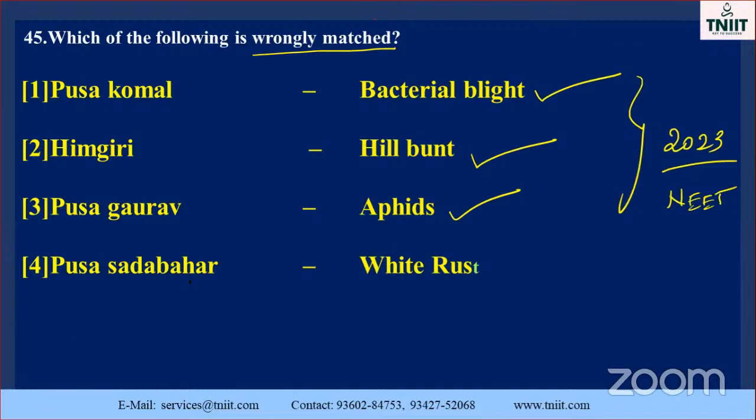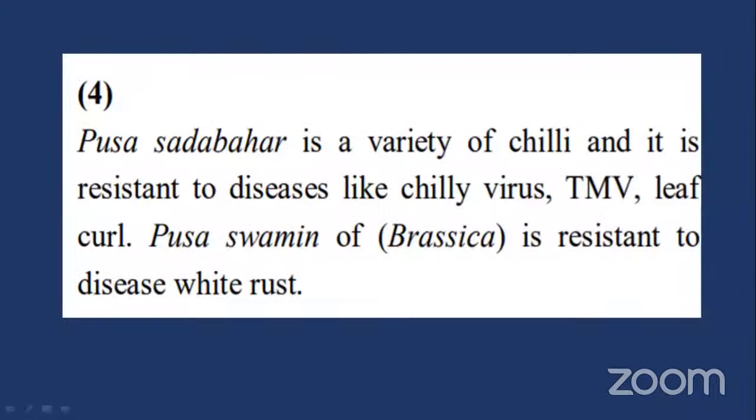Pusa Sadabahar is the white rust resistant variety they have given. It is a wrong answer. Wrongly matched. The other three are correct. Okay, see, this is also a direct question, my dear. Pusa Sadabahar is a variety of chili, and it is resistant to diseases like chili virus, tobacco mosaic virus, and leaf curl.